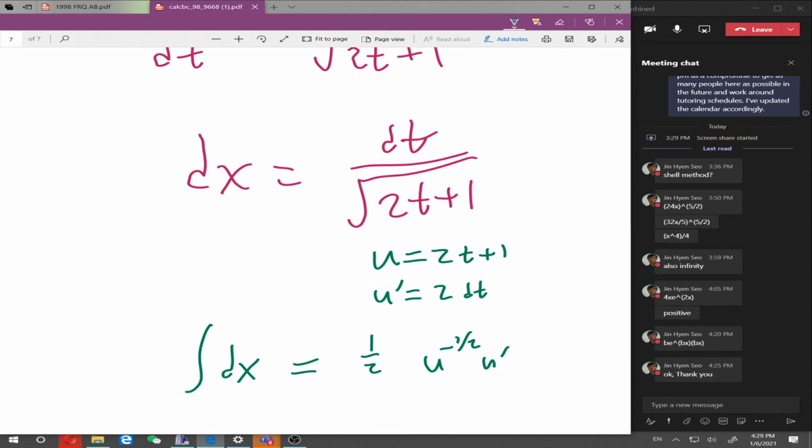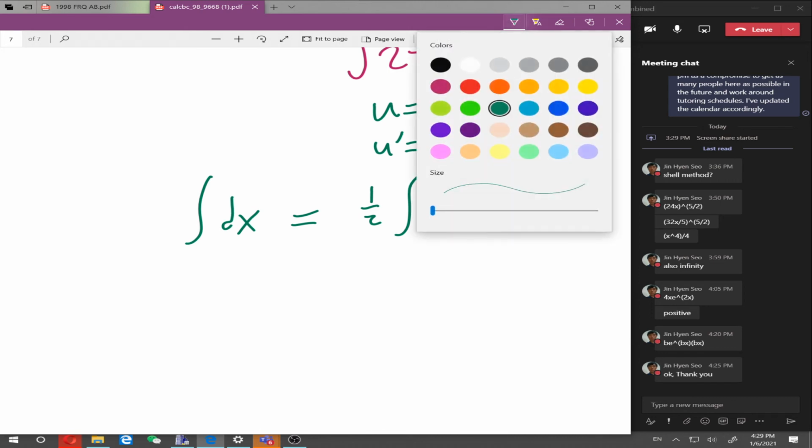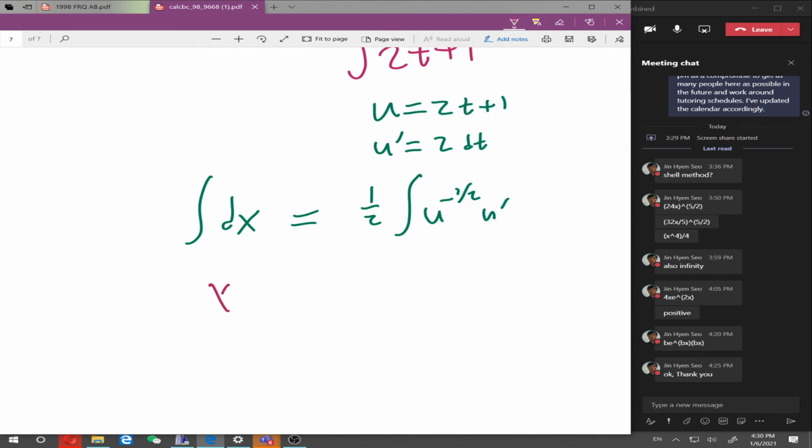Recapping for the video later. I cannot draw an integral sign from this angle. There we go. Andrew, what's going to happen when we integrate both sides? This will be x equals 1/2 u to the 1/2 power.